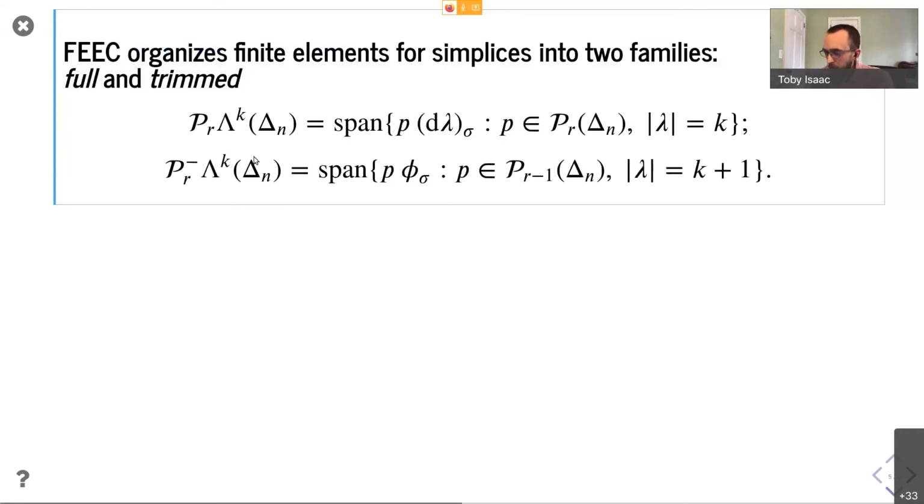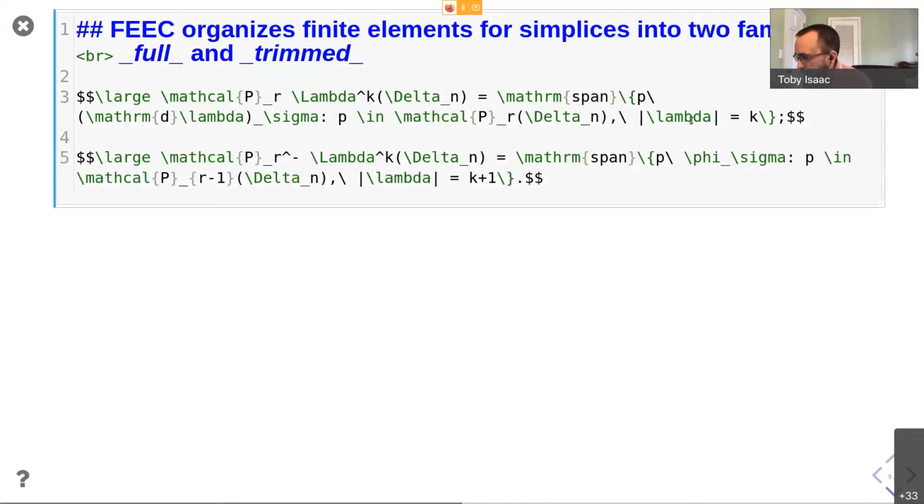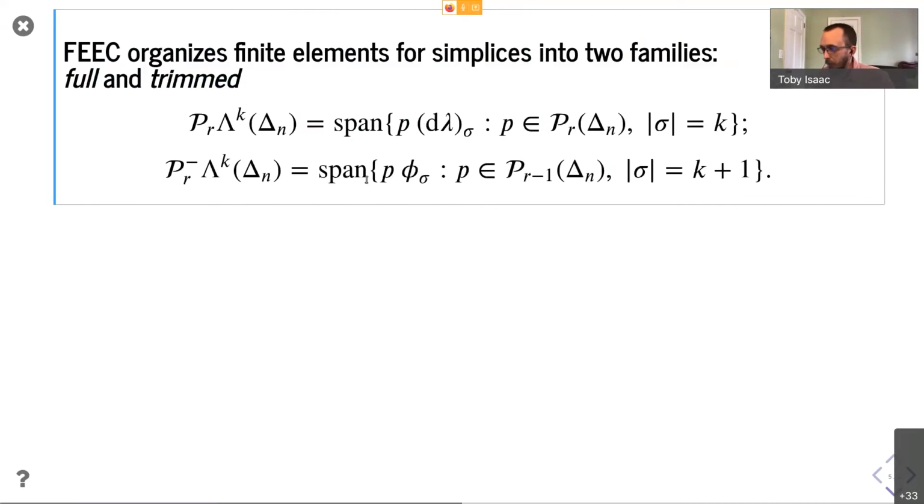The trimmed polynomials are going to be the products of scalars with Whitney forms, where the scalars are 1 degree less. And that lambda should be a sigma. Let me fix that. Okay, so here we go. We finally got it.